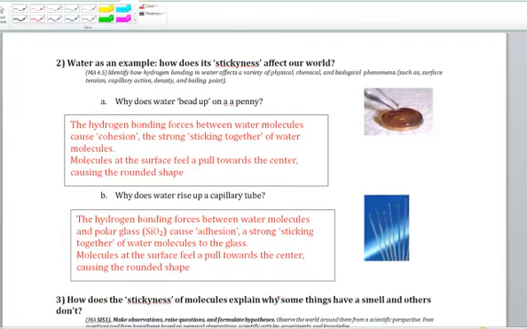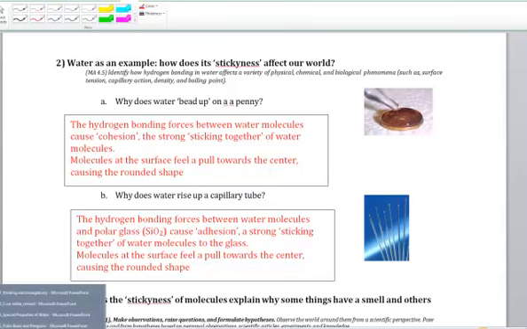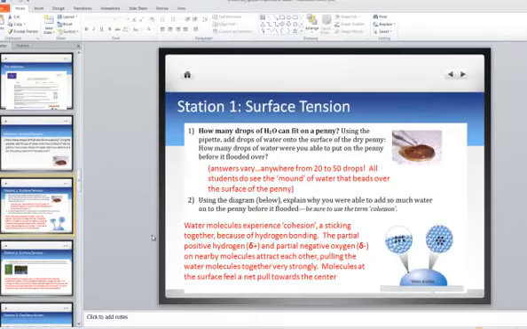Okay, part 2. Water as an example. How does its stickiness affect our world? So why does water beat up on a penny? This refers back to the lab activity where we did this in the lab. The hydrogen bonding forces between water molecules cause cohesion, which is the strong sticking together of the water molecules. Molecules at the surface feel a pull towards the center, causing the rounded shape. This goes back to what we did right here around surface tension.